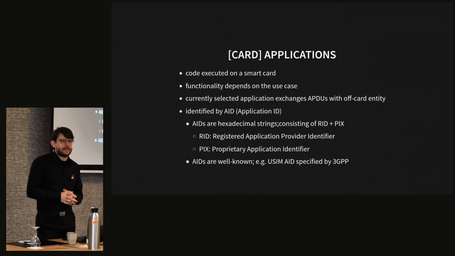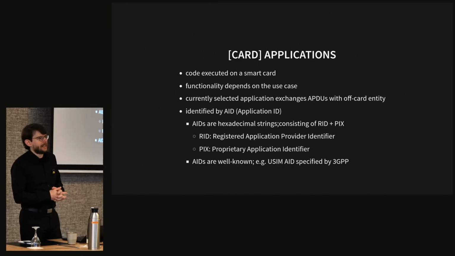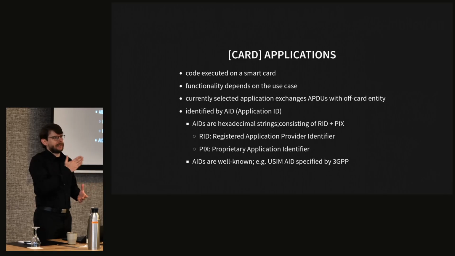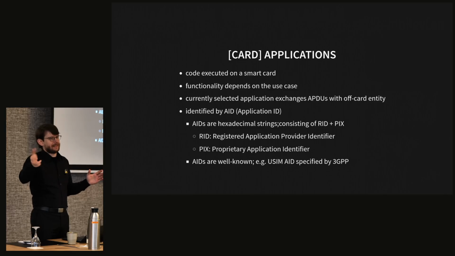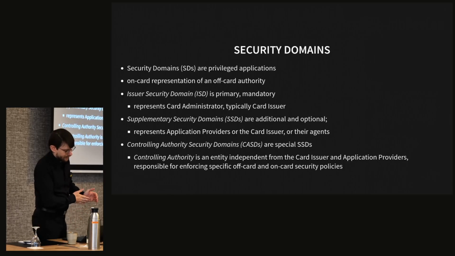AIDs are well known. If you are a phone and you want to talk to the USIM application on a card, the 3GPP specification says the USIM application uses this AID, or this AID prefix at least. There can be a remainder that changes based on the vendor, but there's a certain prefix. And this prefix is what the phone operating system uses to say, well, I want to talk to the USIM now, or I want to talk to the eSIM now. This is how this works.